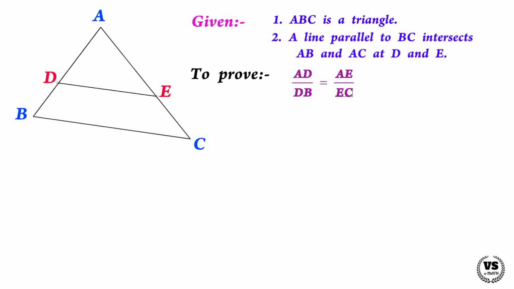What is the meaning of the word ratio? Ratio is comparing quantities of same unit. Here we are going to compare AD and DB with AE and EC and prove that the ratios are equal. Now let's move on to the actual proof. Here we are going to make use of area of triangles concept to prove this theorem.